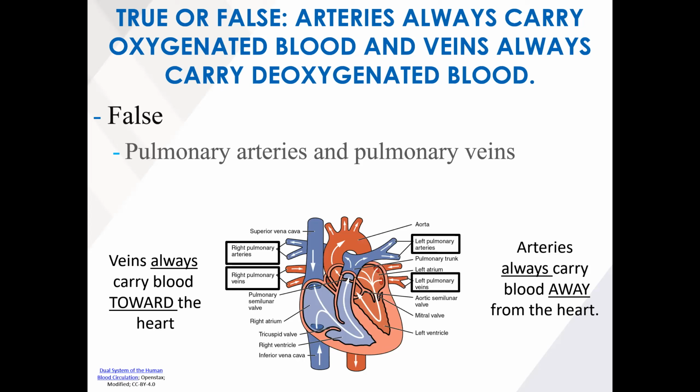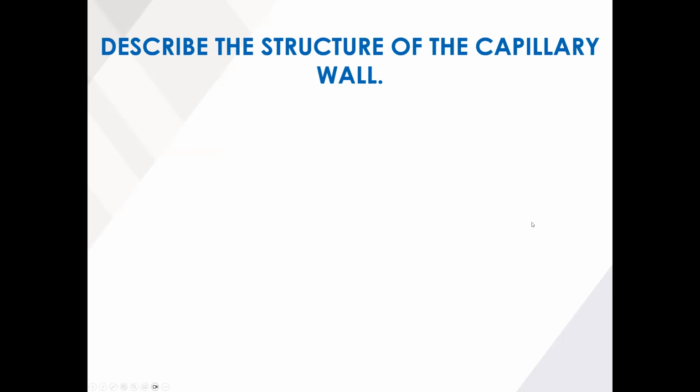So what we can say always is that veins always carry blood back toward the heart, and that arteries always carry blood away from the heart. So the oxygenated/deoxygenated distinction works out most of the time, except for these pulmonary exceptions. But arteries always carry blood away, veins always carry blood back towards the heart. That we can say with certainty.